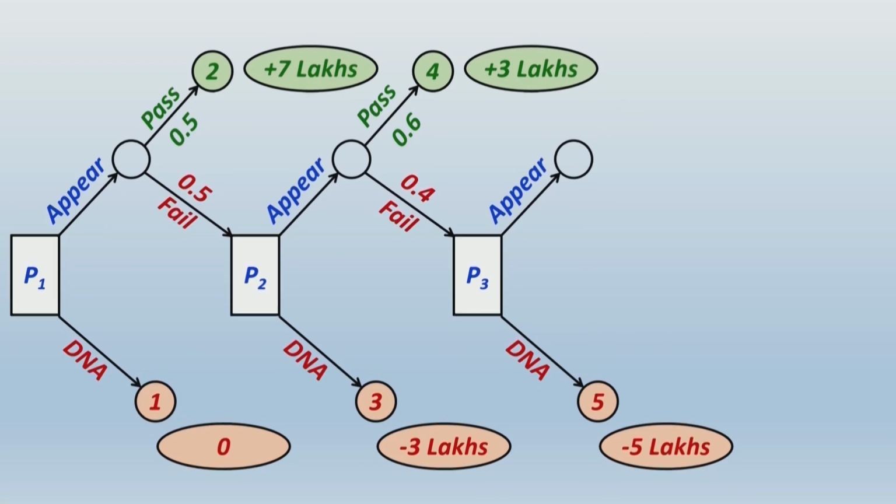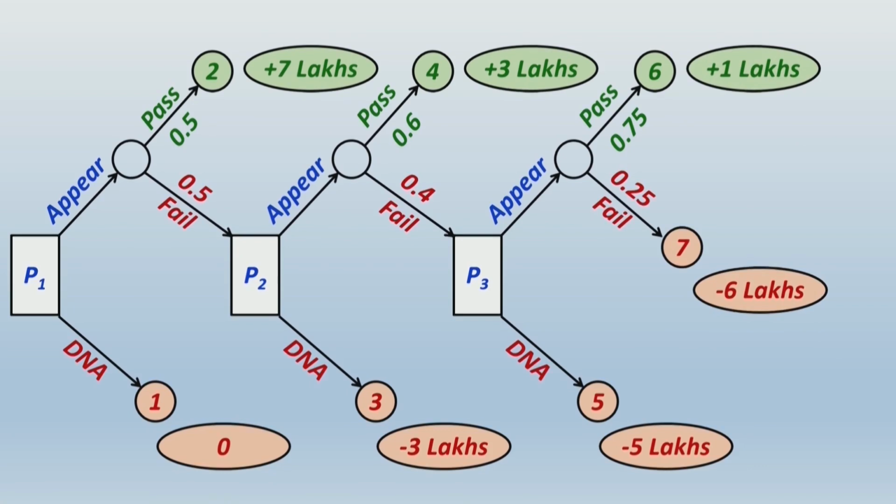On the other side, if he decides to appear for P3, there can be two possible outcomes. One is pass with a probability of 0.75 or fail with a probability of 0.25. If he passes, he gets a cash award of 7 lakhs, but the cumulative cost up to these 3 tests is 6 lakhs. So 7 lakh minus 6 lakh, the net cash flow will be 1 lakh. And if he fails that test, the entire cumulative cost incurred up to this stage will be a loss. So please carefully take note of this entire decision tree diagram, and then we proceed ahead.